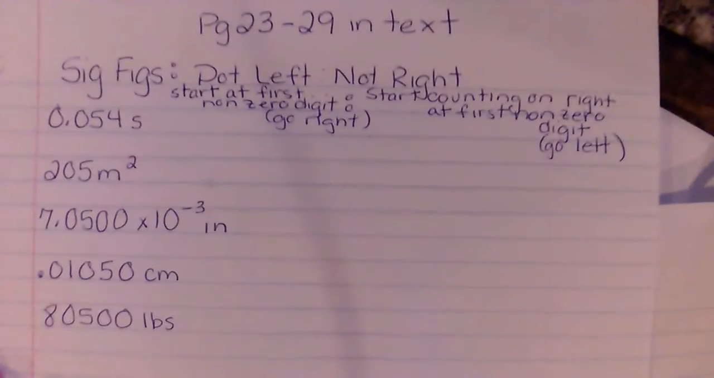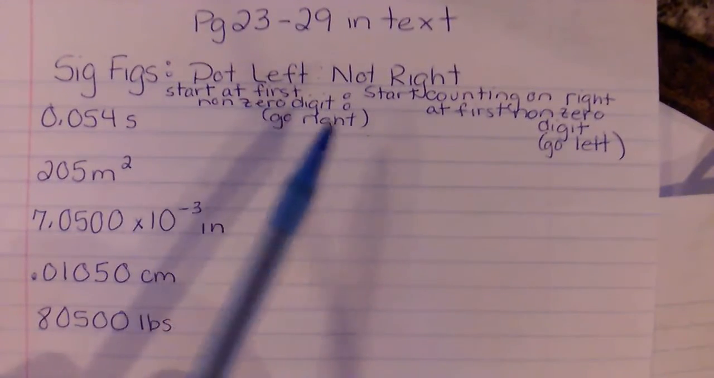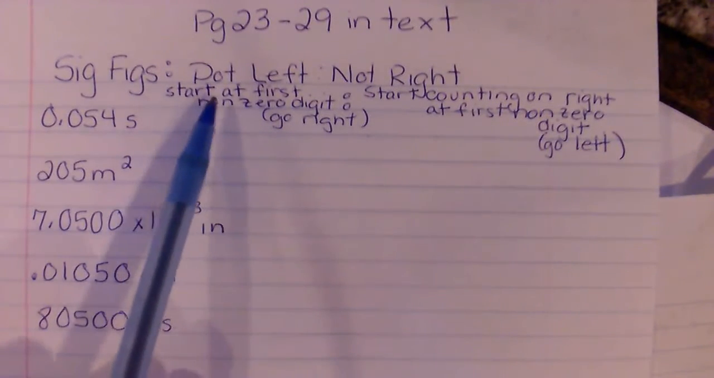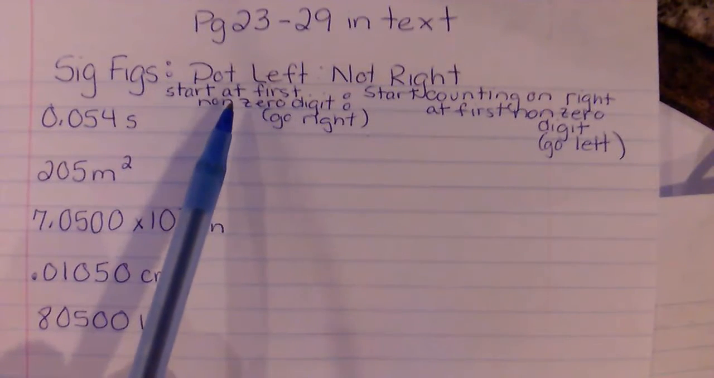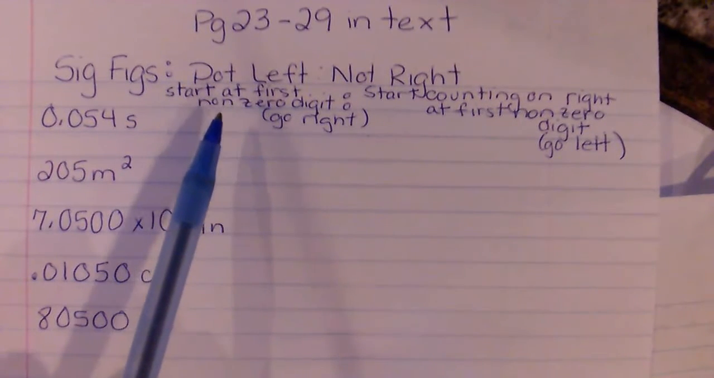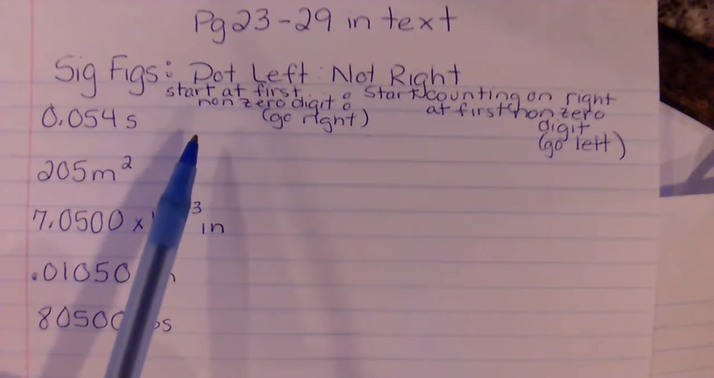It's somewhere here. Oh, here it is. Okay, with Sig Figs. Let's do a review of Sig Figs. This is 23 to 29 in your text. My rule is dot left, not right. Dot means there's a decimal point in the number. If there's a decimal point in the number, you start at the first non-zero digit on the left.